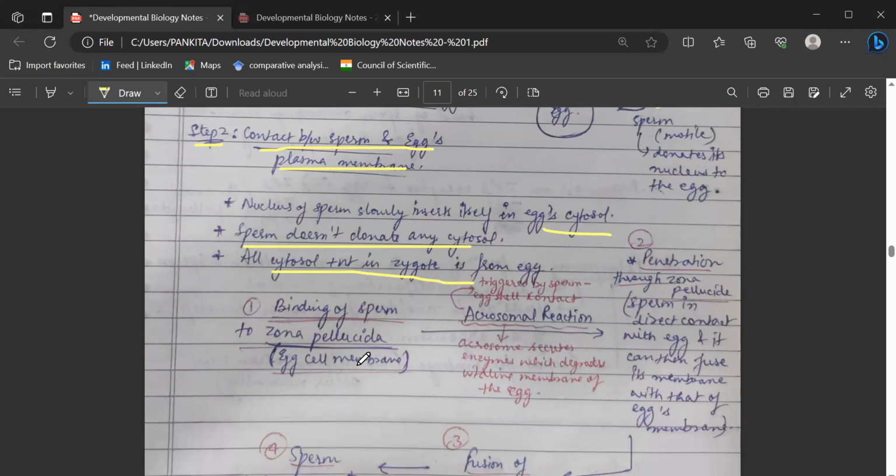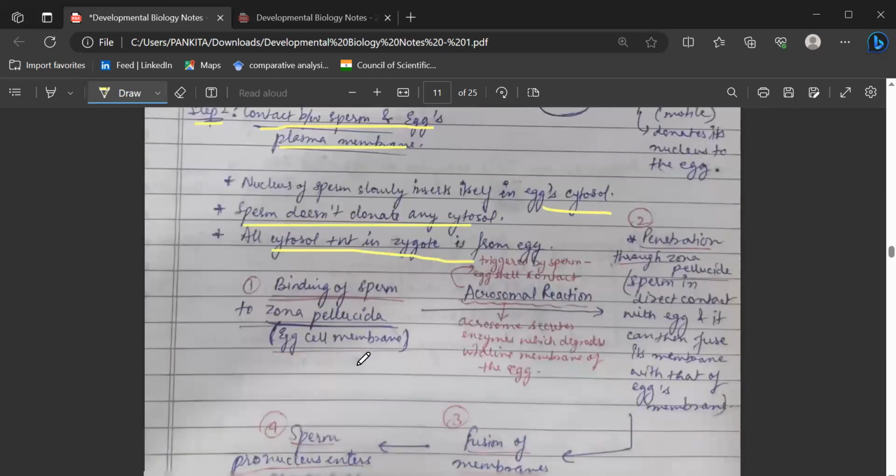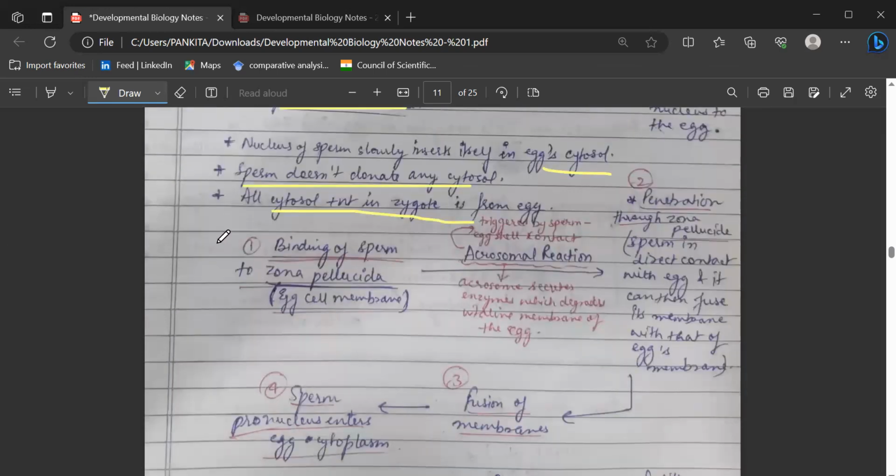The detailed steps involved in fertilization are, first, binding of the sperm to the zona pellucida of the egg, which is also known as the egg membrane. Then there is an acrosomal reaction when the sperm binds to the zona pellucida. This acrosomal reaction is triggered by the sperm's contact with the eggshell, and in this case the acrosomes secrete enzymes which degrade the vitelline membrane of the egg.